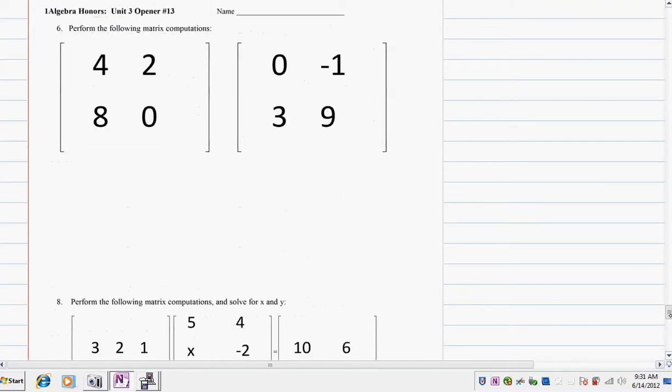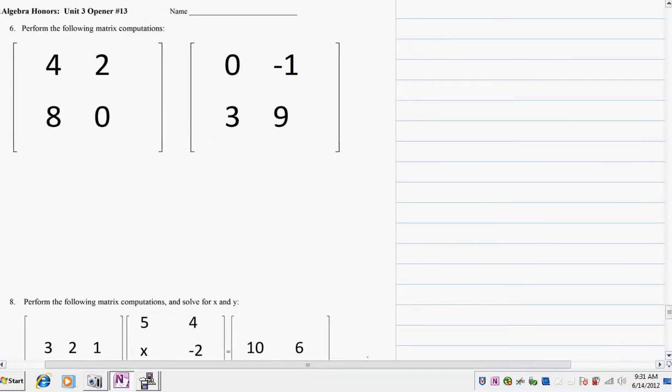Perform the following matrix computations. Now, matrices are super useful. For one, the computer allows us to program these in and do all sorts of operations on them. But it's really important that you understand what's going on first before you just plug things in blindly and hope that the answer is right. So let's talk about what multiplication of matrices looks like.